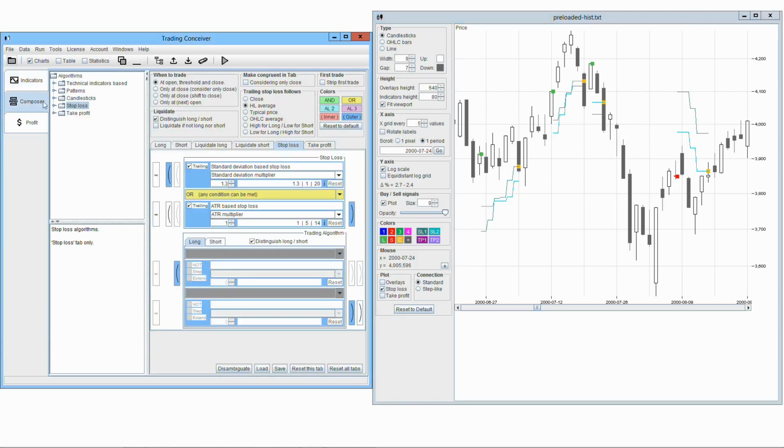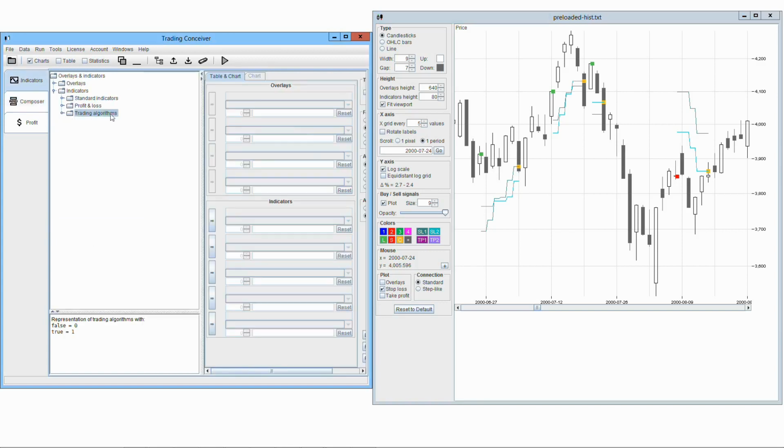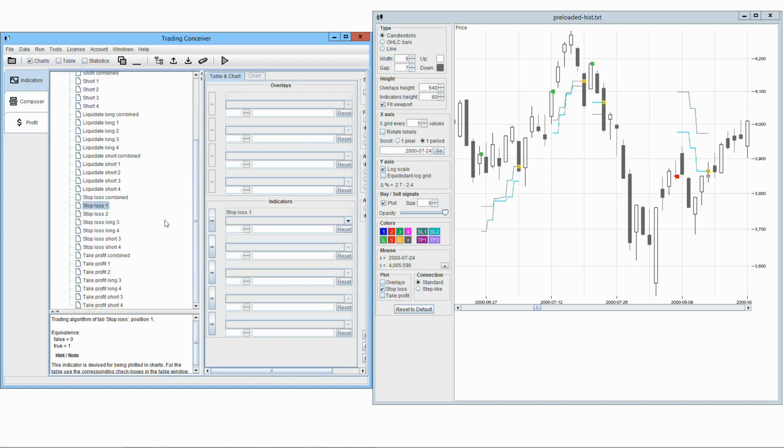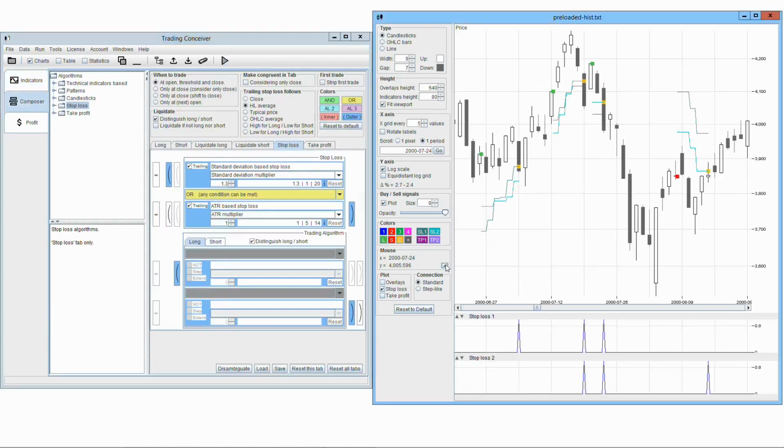Take note of the position within the tab where you inserted the algorithms. In the Indicators tab, expand the Trading Algorithms branch and select the indicator corresponding to the position of the stop-loss in the Stop-Loss tab. The actual stop-loss can only be stop-loss 1, stop-loss 2. To see the logical combination of the whole tab, not only of the two stop-loss algorithms, select the Stop-Loss Combined indicator. Press the Select button to put the indicator into one of the indicator's slots. These indicators take on the value 1 where the stop-loss is triggered.